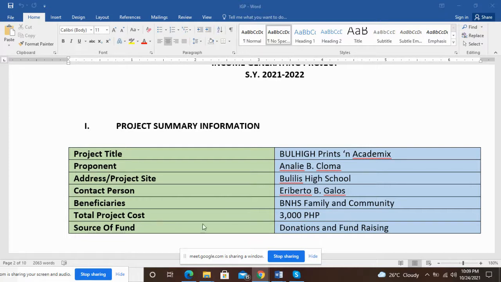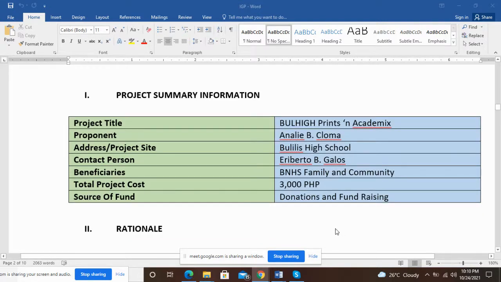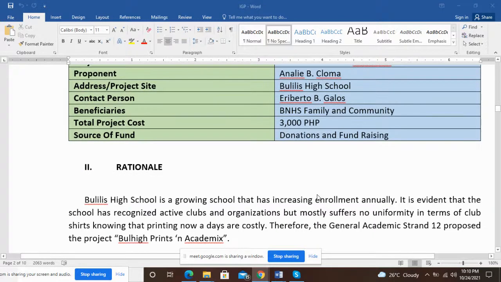And we have the total project cost. In my case, I only have 3,000 pesos, because my project is just a Tolco printing project. So I checked the materials, and you have to start with about 3,000 to buy the starting kit. I just want to buy the starting kit. And so the source of funds will be donations, or there are people who want to donate, or you can also have fundraisings. Okay, so next will be number two.